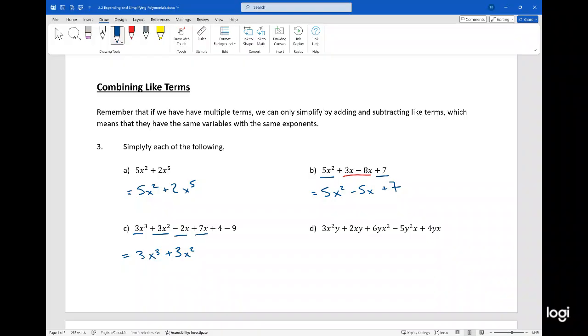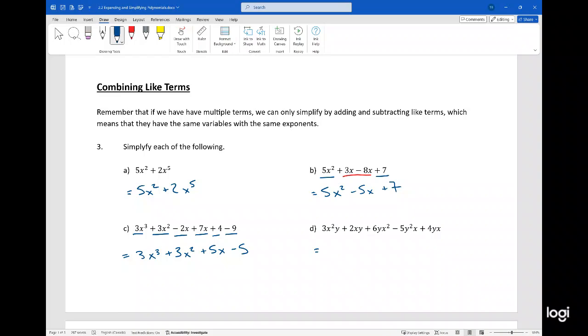Minus 2x plus 7x is plus 5x. And plus 4 minus 9 is minus 5. So there's all the like terms that we can collect for that particular polynomial.